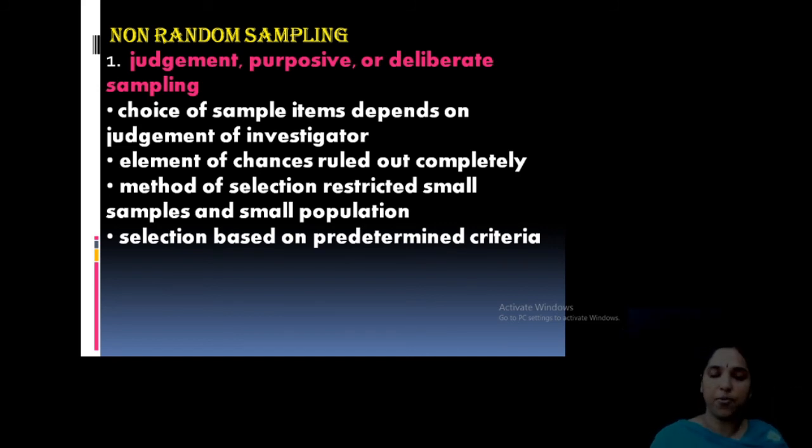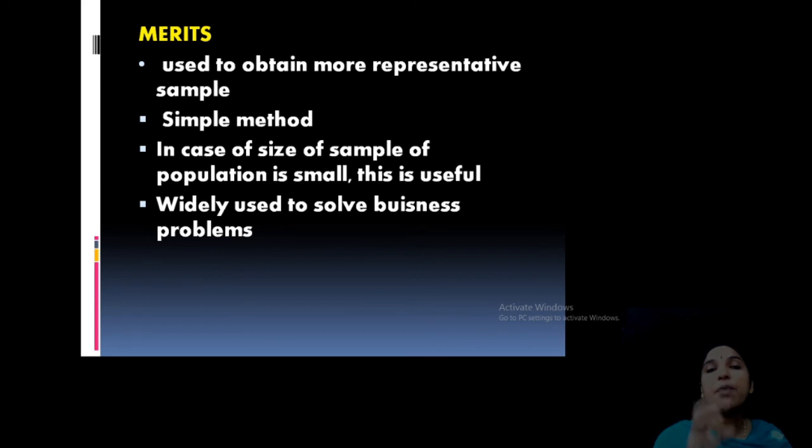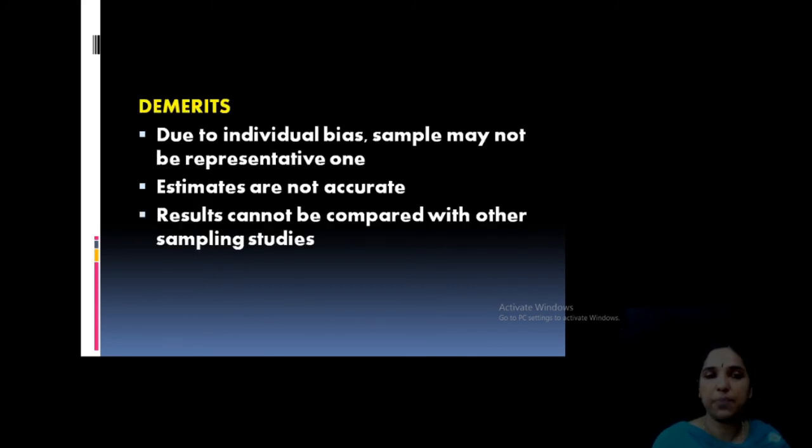Understood? Okay. Now, merits: used to obtain more representative samples. Simple method. In case the size of the sample is small, it is useful. Widely used to solve business problems. Okay. Demerits: due to individual bias. I have some soft corner for Srideepa that I am showing there. So that is my concern, individual bias. So the sample may not be representative. Estimates are not accurate. Results cannot be compared with other sampling techniques.